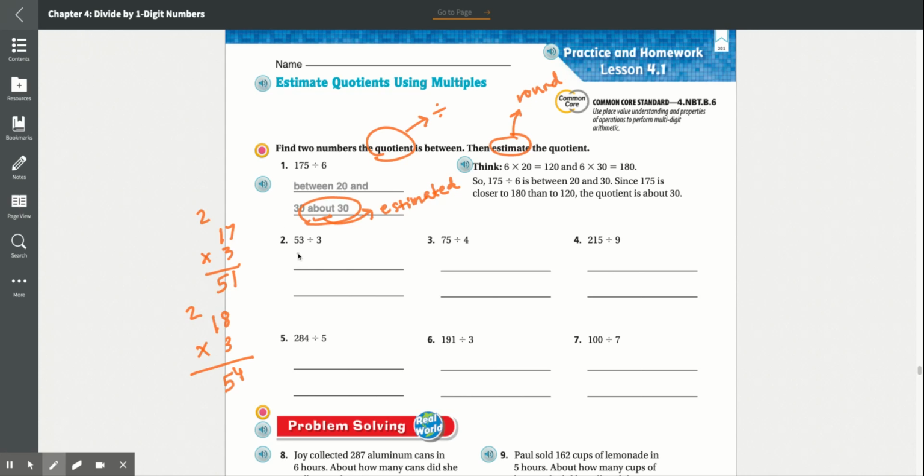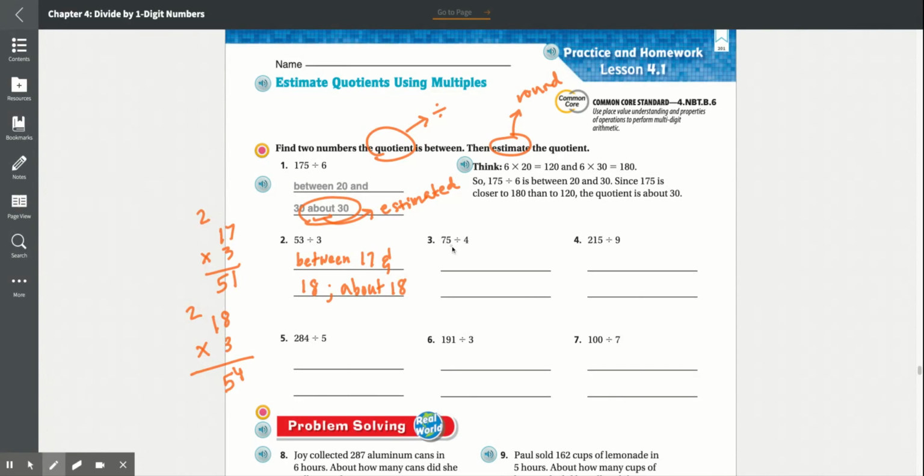So we can see that 54 is closer to 53 than 51. So we can say here between 17 and 18, and it is about 18, since 18 is closer.